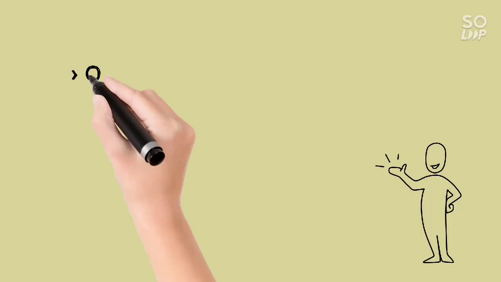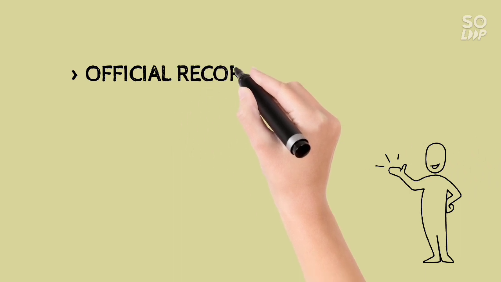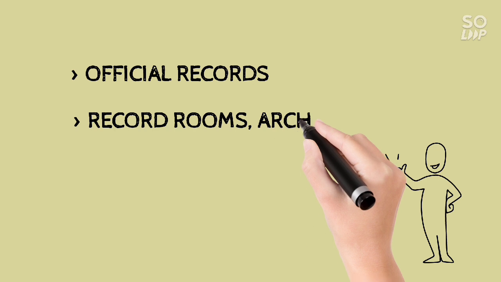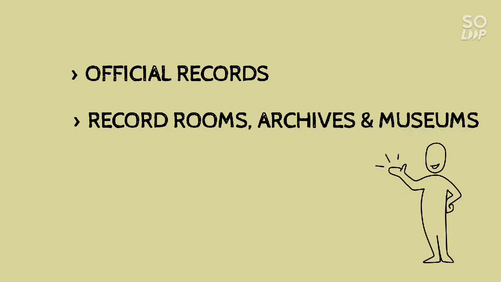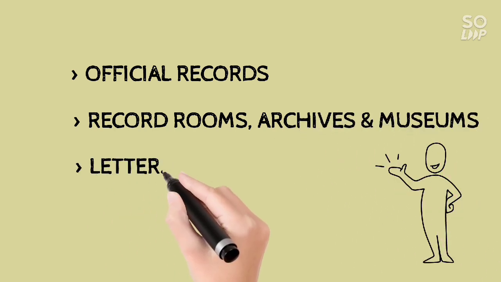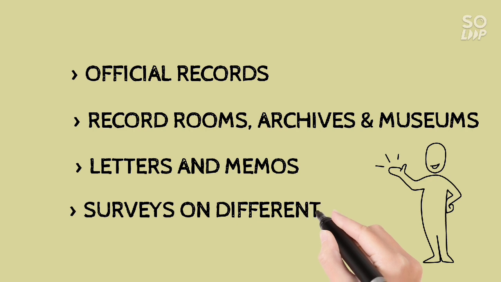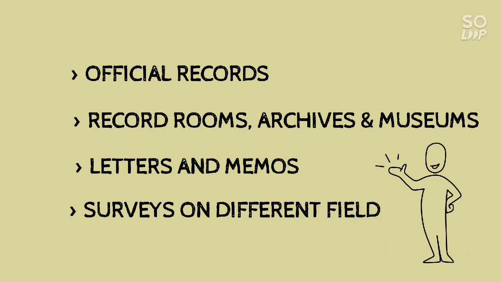These are official records during British time, record rooms, archives and museums of that time. Next one, letters and memos from different departments. Last one, surveys on different fields conducted by British government.